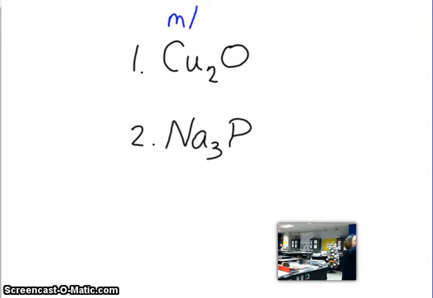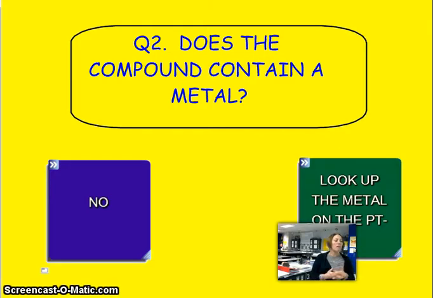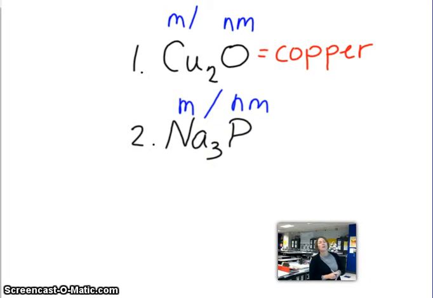So the metal is copper, it's to the left of the stairs. Oxygen's the nonmetal. The metal is sodium, it's to the left of the stairs. The nonmetal is phosphorus. So indeed, both of these do have a metal in them. Whenever you have a metal in you, remember you're going to name your metal and then look it up on the periodic table, because you have to see how many charges it has in its box. So for both of these, you should name your metal. Okay? And then we'll go look it up in the periodic table.